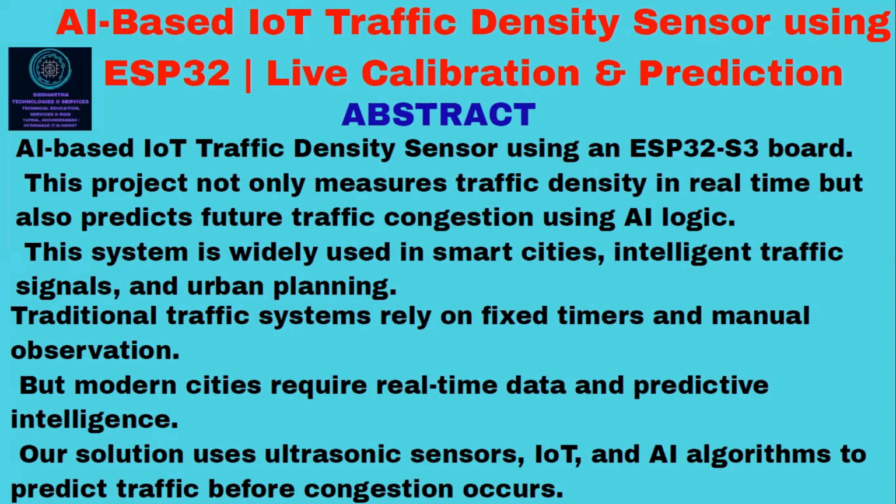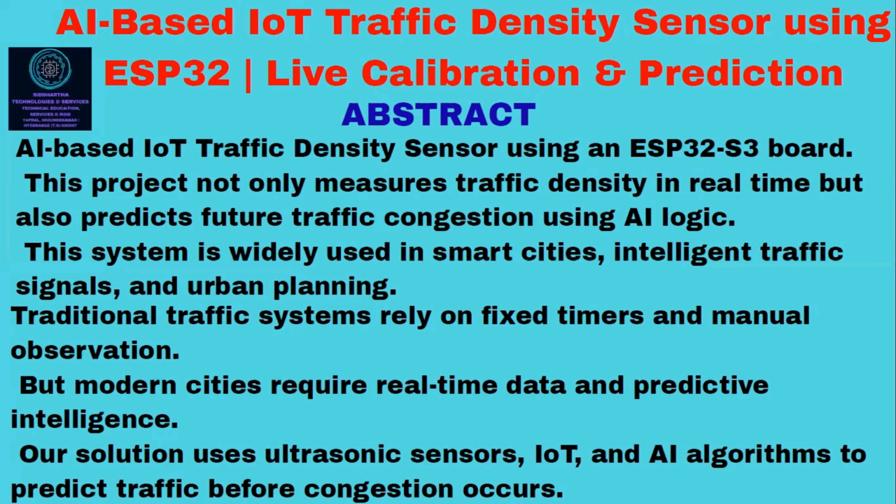This project not only measures traffic density in real time, but also predicts future traffic congestion. That is, you will have traffic congestion on different roads, and especially in the signal area, at the signal lights. For that purpose, this is a very important project. It is using AI logic, please remember. The system is widely used in smart cities, intelligent traffic signals, and urban planning.